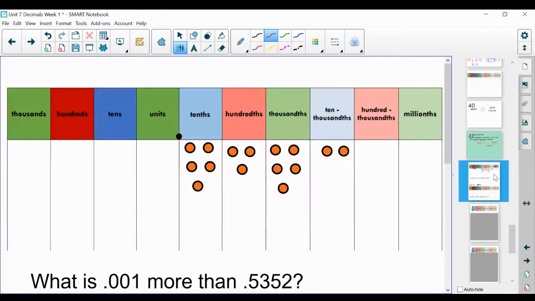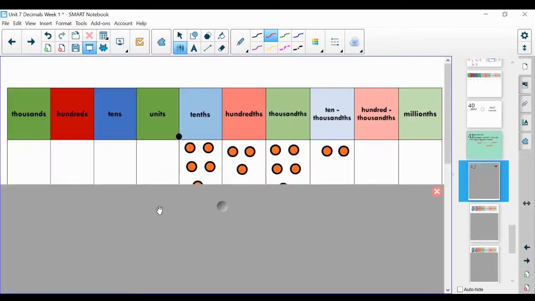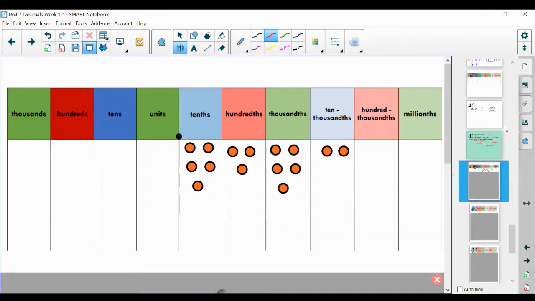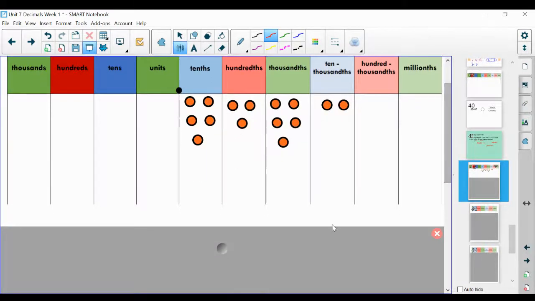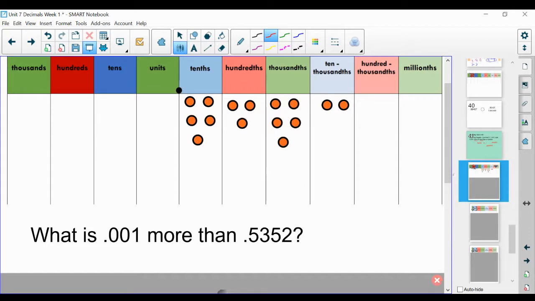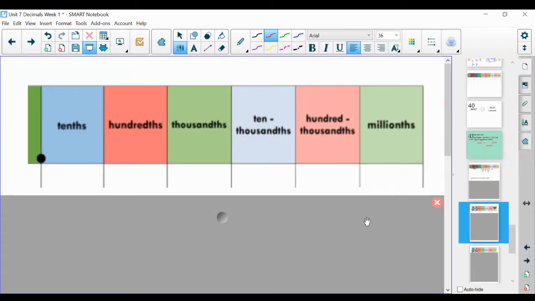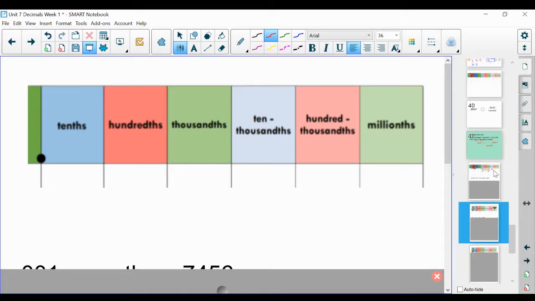Okay, first problem we're going to do is on this page. I'm going to scroll this down, and I already placed our counters into the place value chart. What we're going to do is find 1/1,000th more than 5,352 tenths, hundredths, thousandths, 10,000ths. Oops, sorry about that. Skip to the next page.